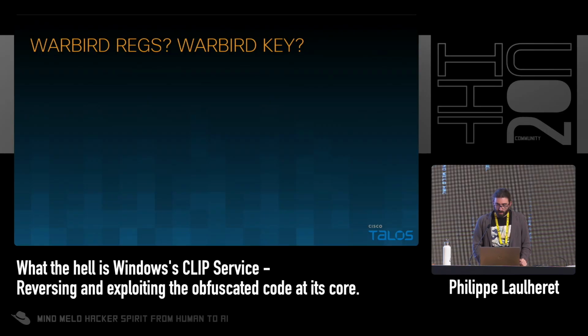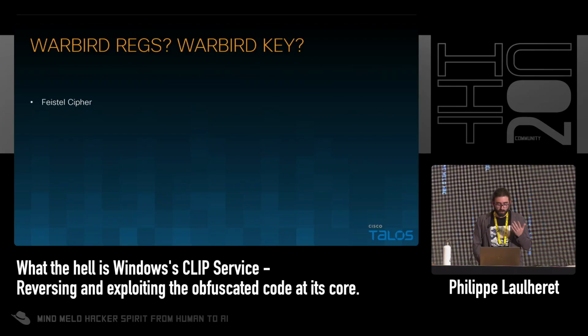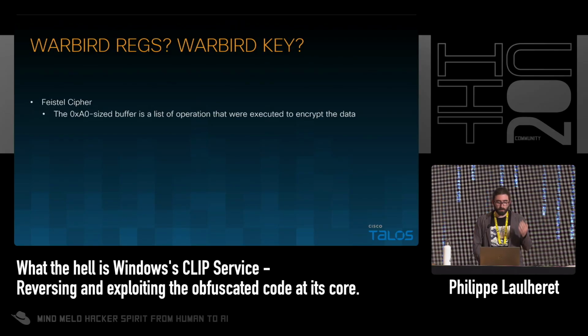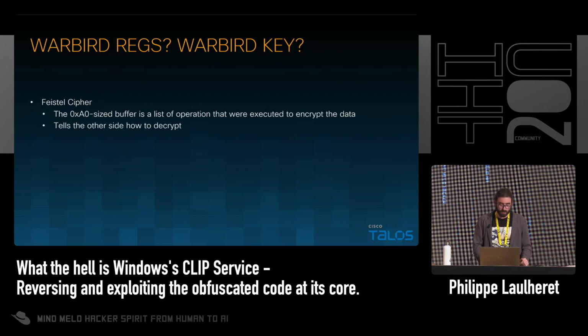And so yeah, I was talking about warbird regs, warbird key. So as I said, Feistel cipher. The first blob, like the 0xA0 sized buffer, is basically a list of operations. So the kernel will use that information to call specific functions with specific parameters provided there, and that's basically the instruction set for the kernel to know which operation to perform to decrypt the blob that you send.